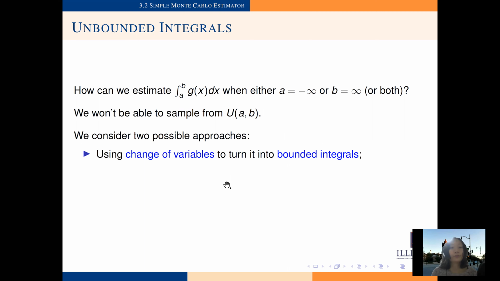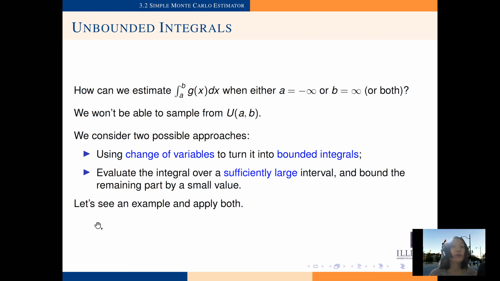We're going to consider two possible approaches to this problem. The first one utilizes a change of variables technique and turns the unbounded integral into a bounded integration problem. And then we can solve the problem using bounded integration, which we just showed. The second method will evaluate the integral over a sufficiently large interval and then bound the remaining part by a small probability or a small value. So let's see an example and apply both methods.